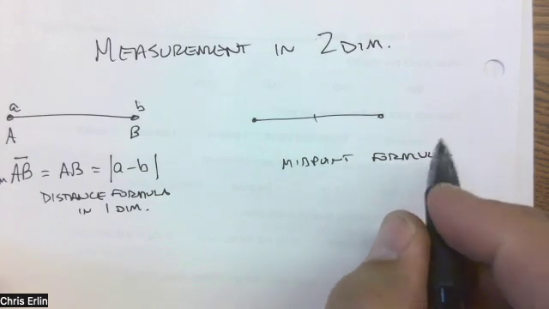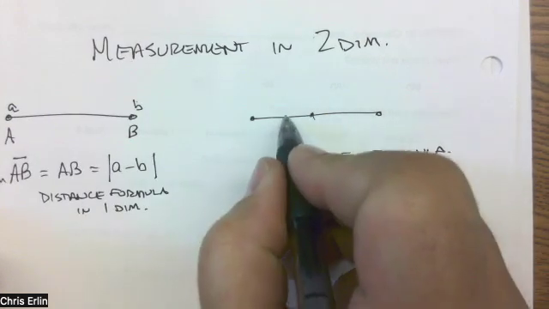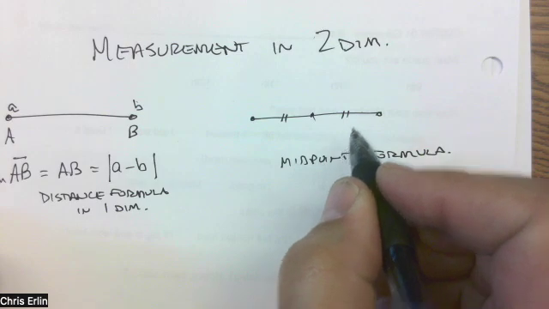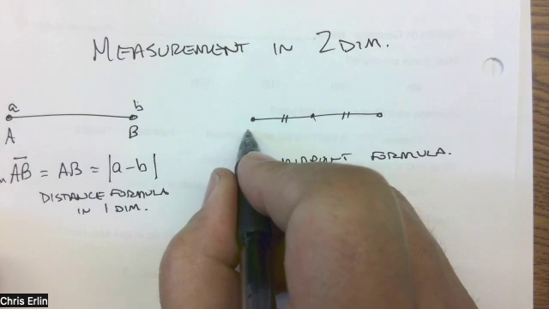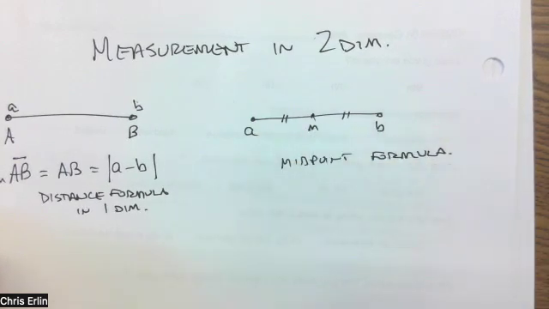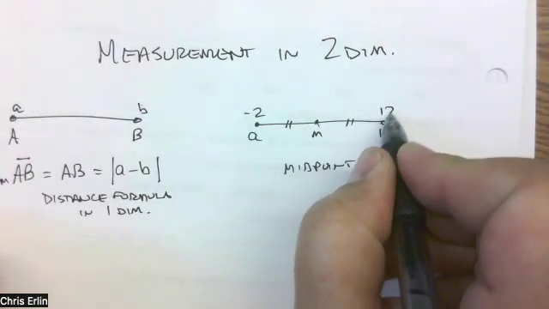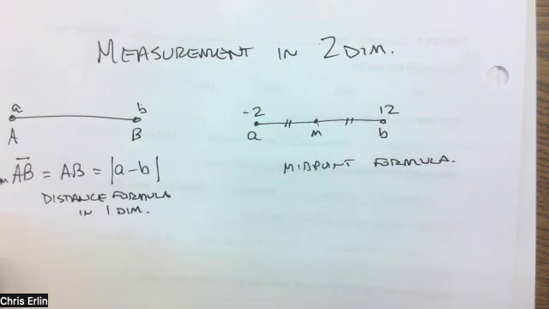Actually, did we talk about the midpoint? I don't think we did. We talked about what a midpoint was, and we talked about the fact that if this is the midpoint, then these two parts are each the same. Did we talk about finding the midpoint? So like if this is the point A and this is the point B, how do I find the value M? I don't think we talked about this. So let's use some numbers. Let's say that this is -2 and this is 12. How do I find out what the midpoint is?